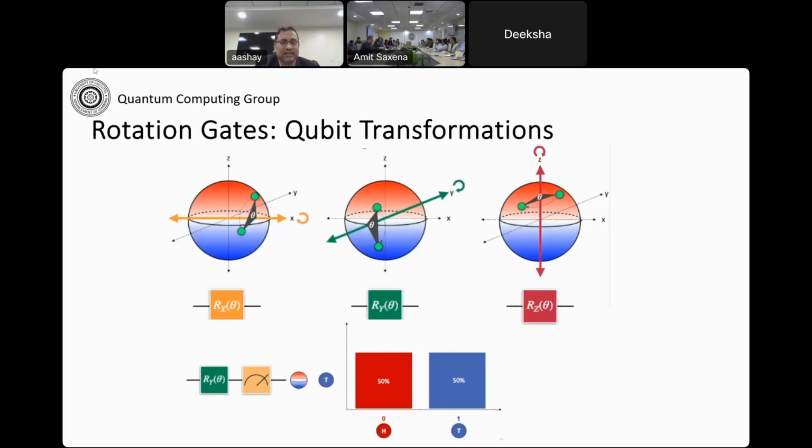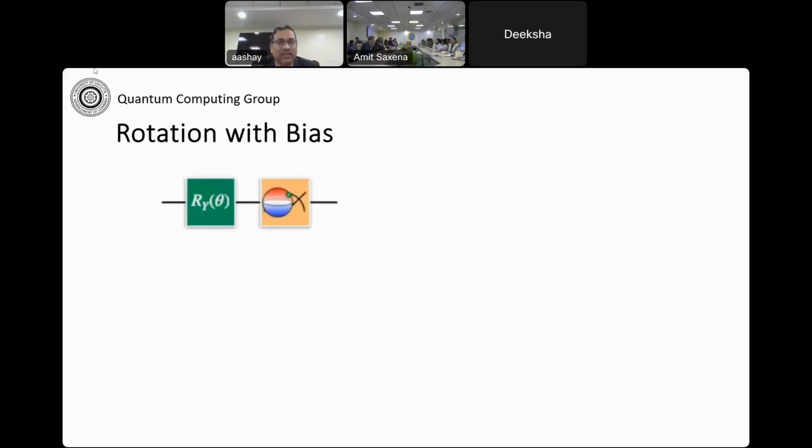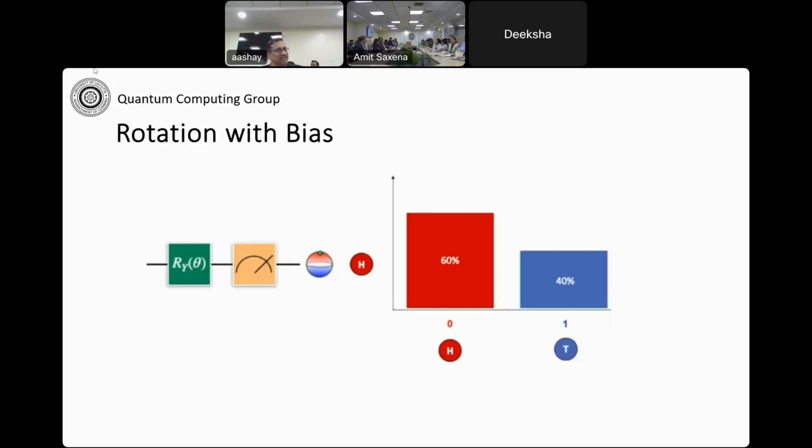So this is what I showed, a very unbiased distribution. Now this distribution can be biased a little bit. If, instead of starting from the 0 position of the vector, we start the vector itself from some particular shifted position on the state space, and on that we apply the same rotation, it will be not this equal distribution of 0 and 1. So I just try to demonstrate how you can do it.